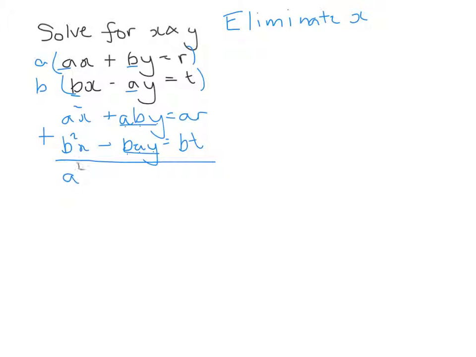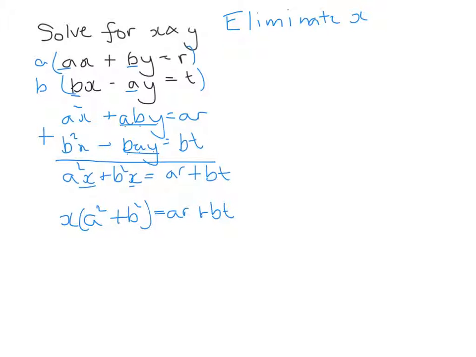So I'll end up with a squared x plus b squared x, and these two cancel out to be 0, is equal to a r plus b t. Now I can factorise out the x here so it's in one spot, so it'll be x times a squared plus b squared is equal to a r plus b t. Now I can divide by a squared plus b squared on both sides. So I end up with x equaling a r plus b t over a squared plus b squared.